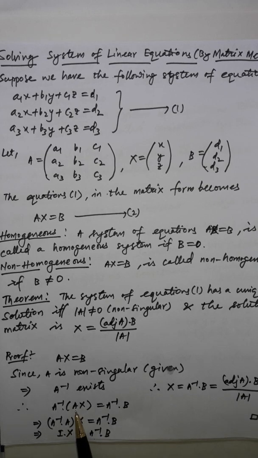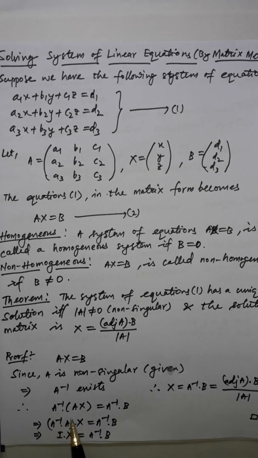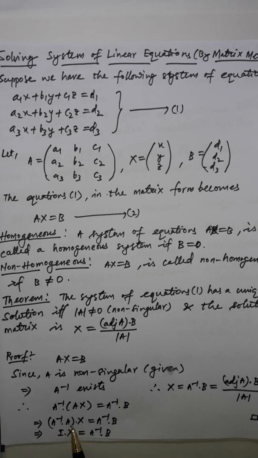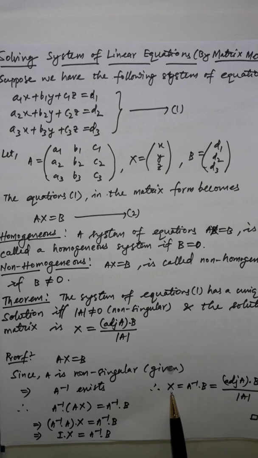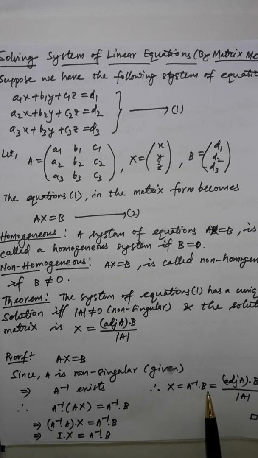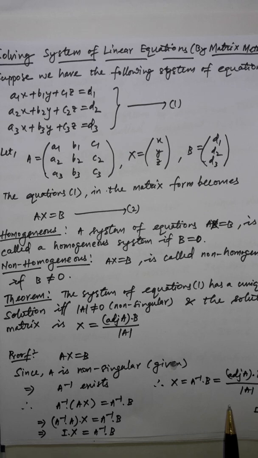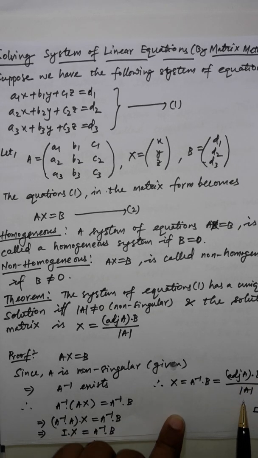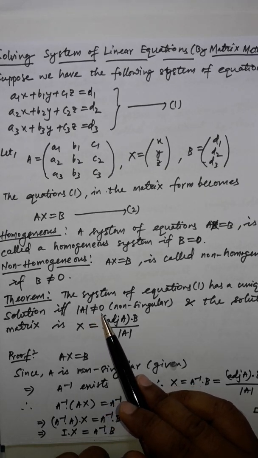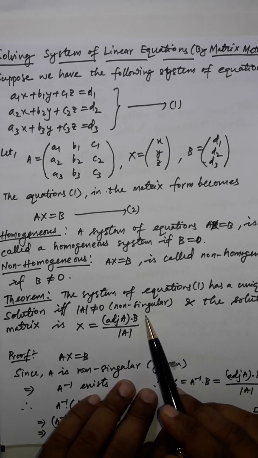Now as the product of matrices is associative, we can remove this bracket from AX and put it on A inverse A. When A inverse and A are multiplied together, they result in the identity matrix I, and when the identity matrix is multiplied with X, it becomes X. So the solution matrix X has the value A inverse into B. Now we know the value of A inverse is adjoint of A by determinant of A. So in this way we got that X equals A inverse B, or you can write adjoint of A into B by determinant of A, but provided its determinant should not be 0, it should be non-singular, then only it is possible.